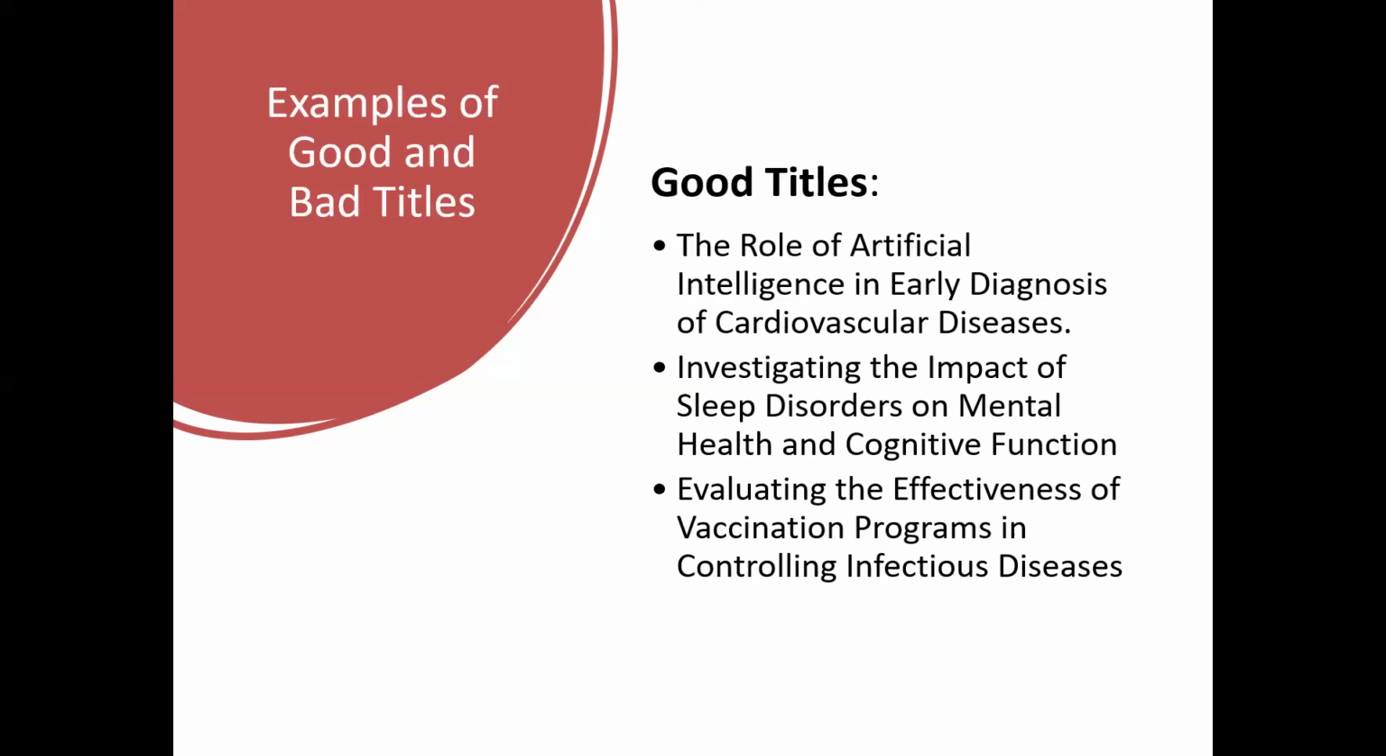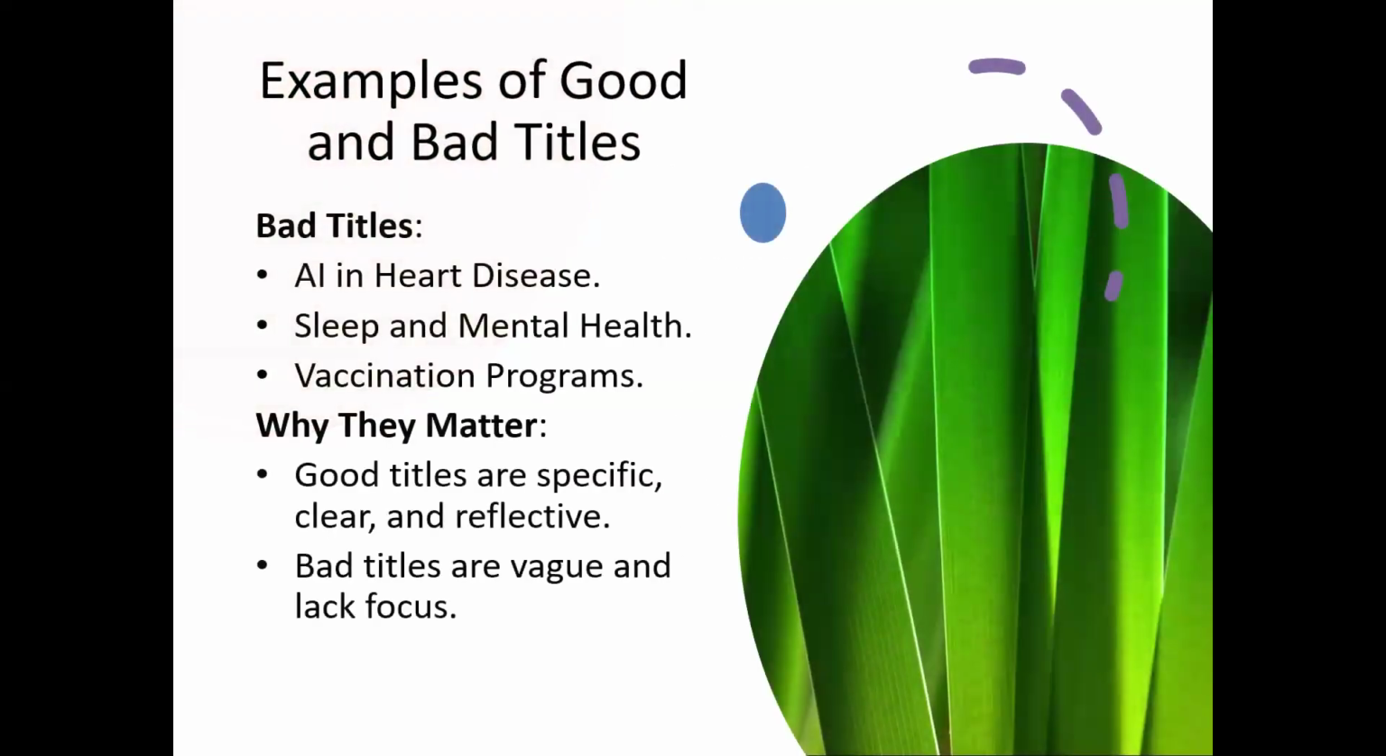So these are examples of good titles, where anyone who reads your title knows that you want to do that type of research, and gets the idea that this person is going to do that type of work. So good titles are really good in the sense that you can easily make people understand what you are trying to do. And now, if we look at the bad titles, bad titles are like AI in heart disease, sleep and mental health, vaccination program. No one can understand what we really want to do.